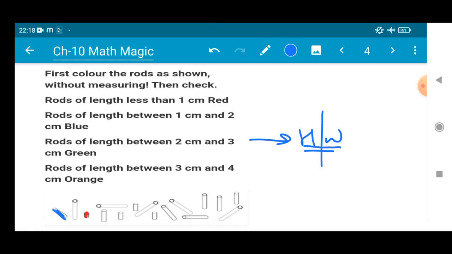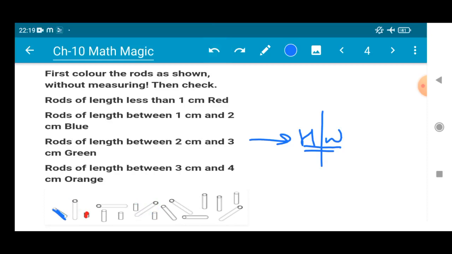If your guess is correct, if you think it is a 1 centimeter rod, then color it with red. If this is between 1 centimeter and 2 centimeter, you'll color with blue, like how I did. And if the rod is between 2 and 3 centimeter, suppose I think this is in between 2 and 3 centimeter, so it should be colored with the green.